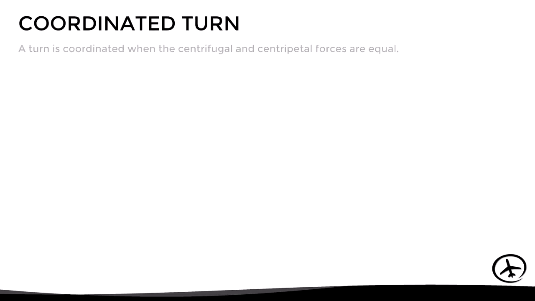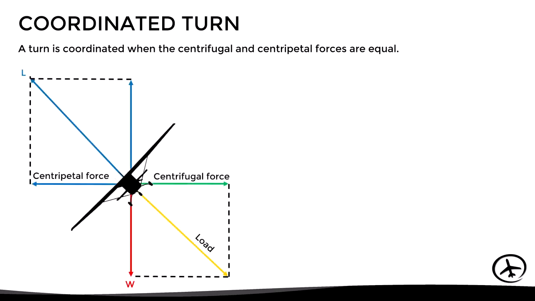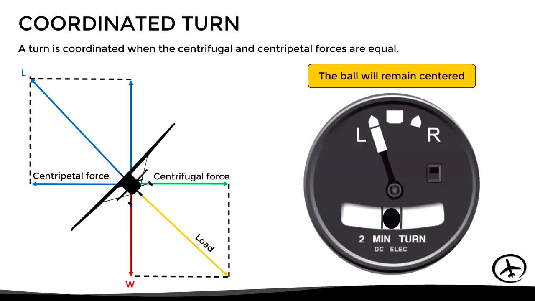The first one is the coordinated turn. We say that a turn is coordinated when the centrifugal and centripetal forces are equal. Here we can see the forces acting on an aircraft during a coordinated turn. And since the centrifugal and centripetal forces are balanced, the ball of the inclinometer will remain centered.